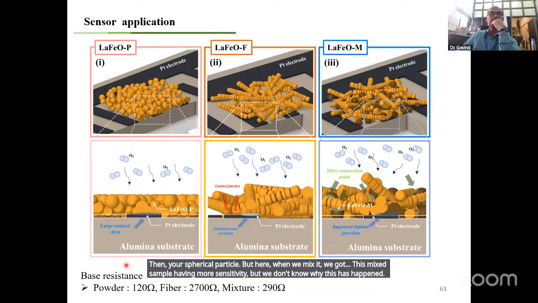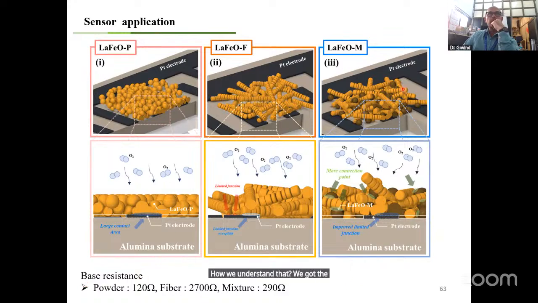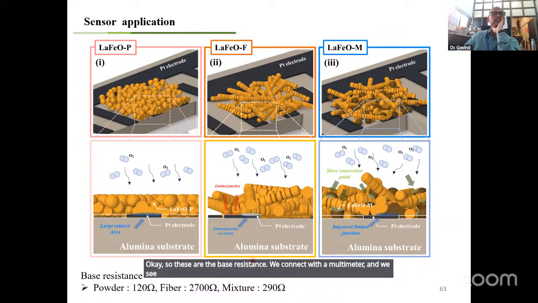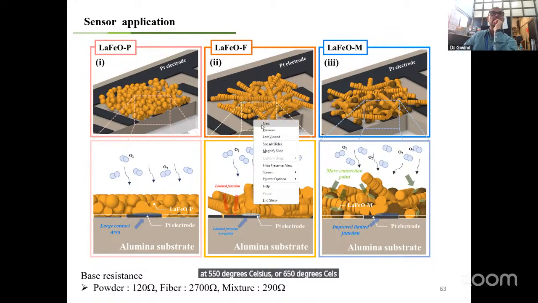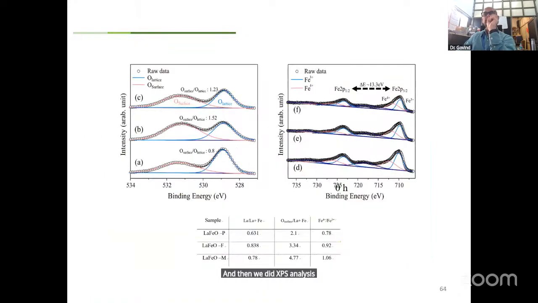How do we understand that? We got the base resistance of all these. The powder has a base resistance of 120 ohm at 600 degrees Celsius or 550 degrees Celsius. For the fiber we got 2700 ohm, and for the mixture we got 290. Okay, so these are the base resistances. We connect with a multimeter and see how much resistance is observed at 550 degrees Celsius or 650 degrees Celsius, you can say. And then we did XPS analysis of that sample.